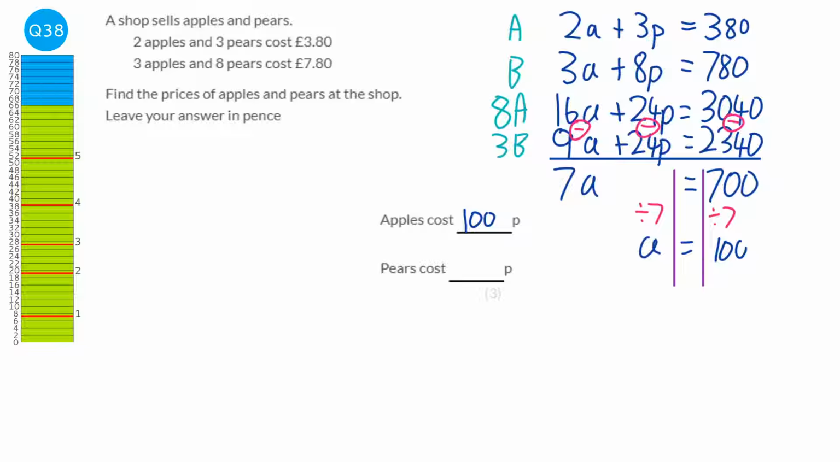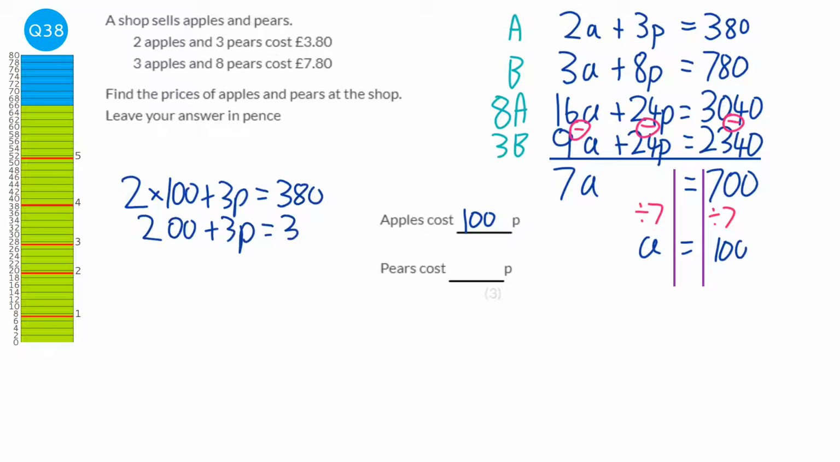We need to work out what pears cost. So I just need to pick one of the equations. I'm just going to pick this top one here, and I'm going to write it out. But instead of a, we know that a is a pound, or 100 pence. So 2 times 100 plus 3p equals 380. So that's going to be 200 plus 3p is 380.